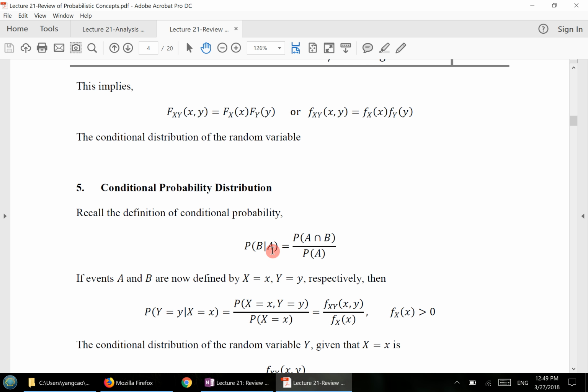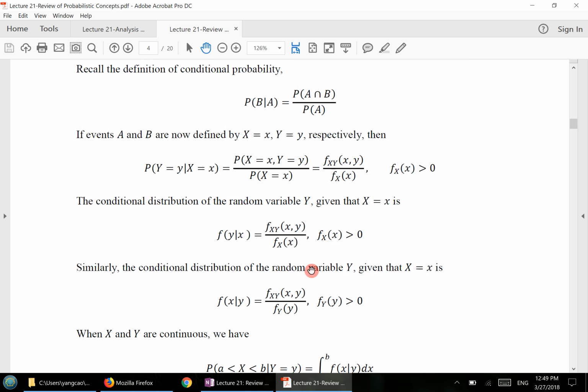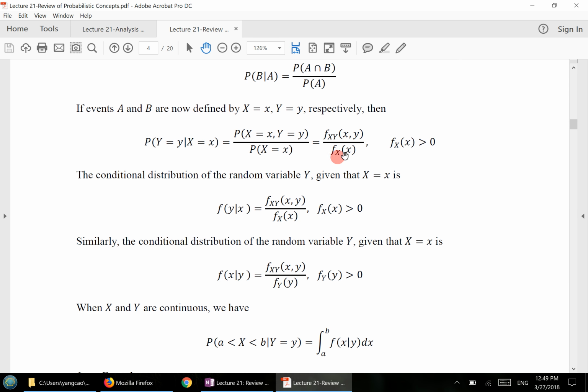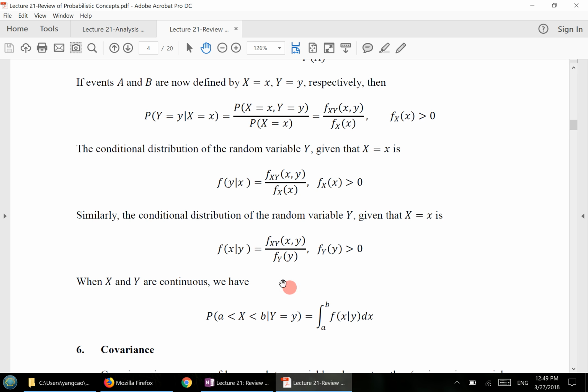This is a very important formula for conditional probability. As you may remember, there's another one I didn't write here, called Bayes theorem, and that's based on this conditional probability concept. There are a number of formulas associated with conditional probability, so we can take a look at this.